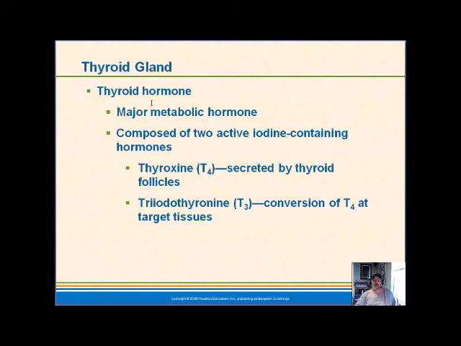Now, thyroid hormone is the major metabolic hormone. It consists of two active iodine-containing hormones, which are thyroxine, T4, which is secreted by the thyroid gland, and triiodothyronine, which is T3, which gets converted to T4 at the target tissues.